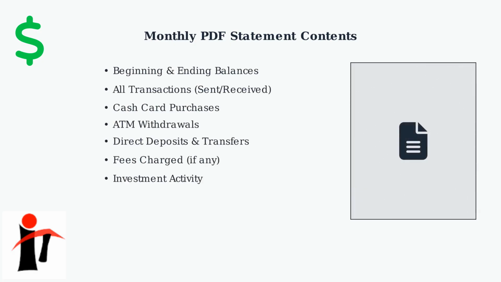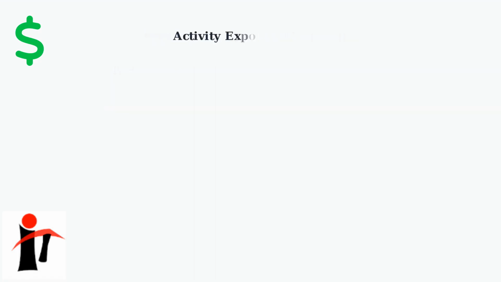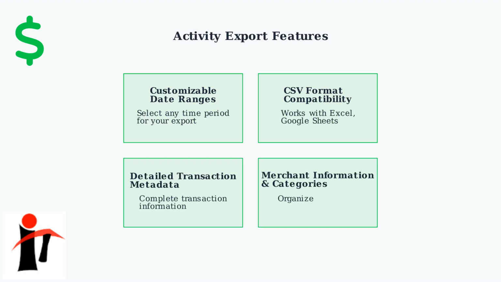These statements include your beginning and ending balances, showing exactly how your account changed over the month. Your PDF statement captures all transaction types, including money sent and received, cash card purchases, ATM withdrawals, direct deposits, and bank transfers. The Activity Export feature offers even more flexibility with customizable date ranges and CSV format compatibility for spreadsheet analysis.